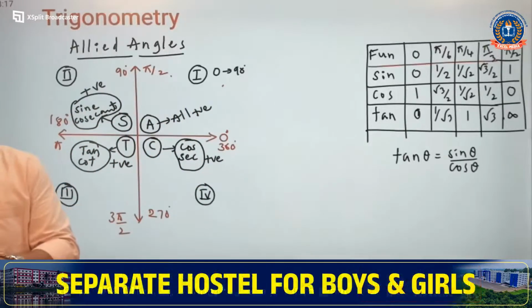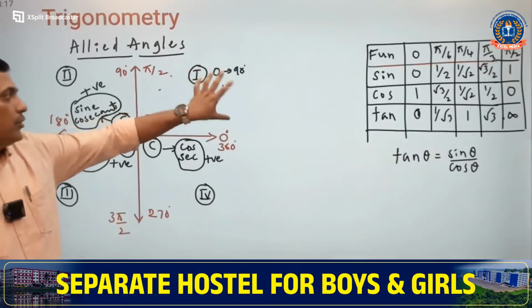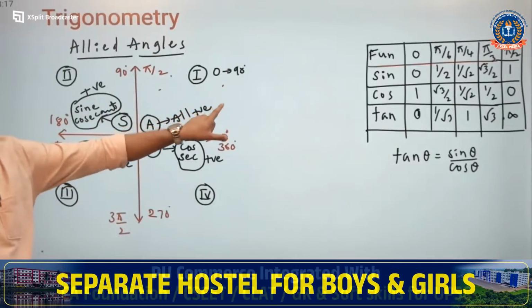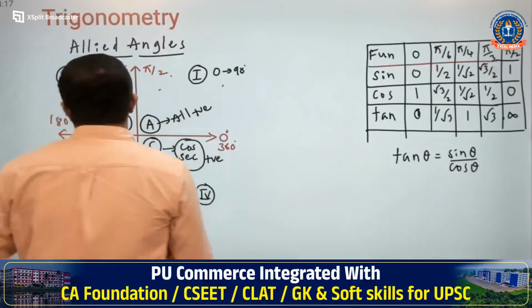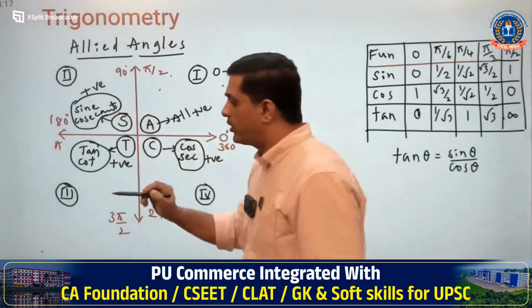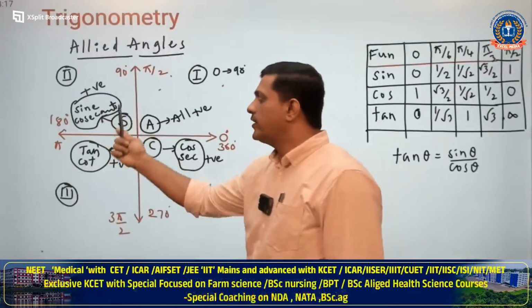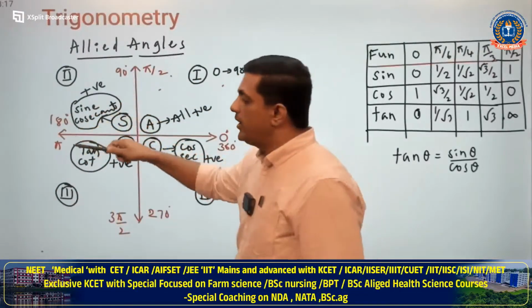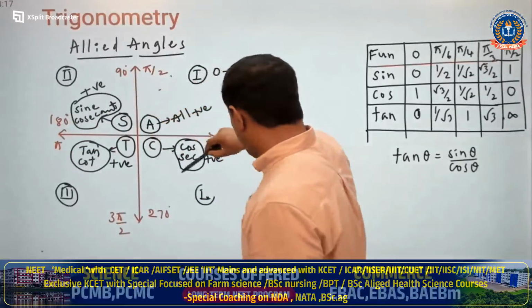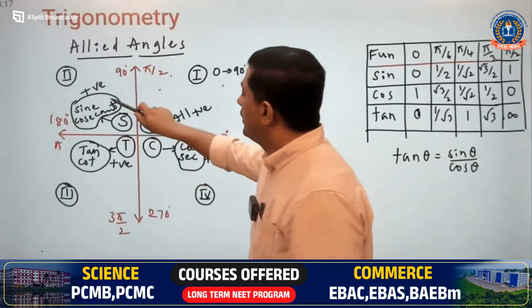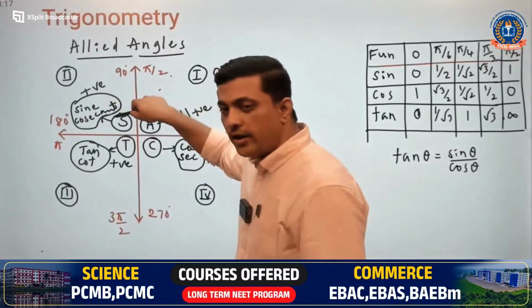Try to understand it. First quadrant 0 to 90, all the trigonometric functions are positive. Second quadrant, look at the second quadrant. What is the second quadrant? Second quadrant is 90 to 180. In that sin and cosecant are positive.